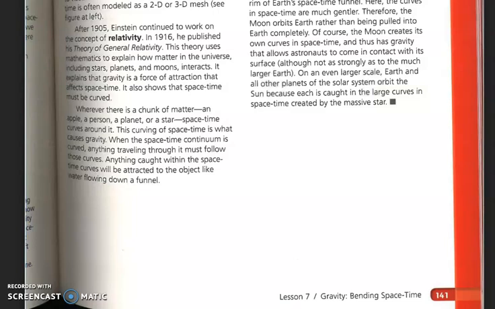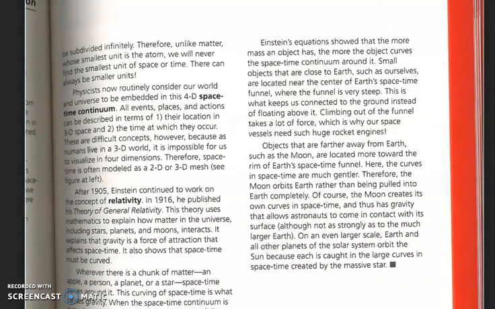When the space-time continuum is curved, anything traveling through it must follow those curves. Anything caught within the space-time curves will be attracted to the object, like water flowing down a funnel. Einstein's equations showed that the more mass an object has, the more the object curves the space-time continuum around it. Small objects that are close to Earth, such as ourselves, are located near the center of Earth's space-time funnel, where the funnel is very steep. This is what keeps us connected to the ground instead of floating above it.